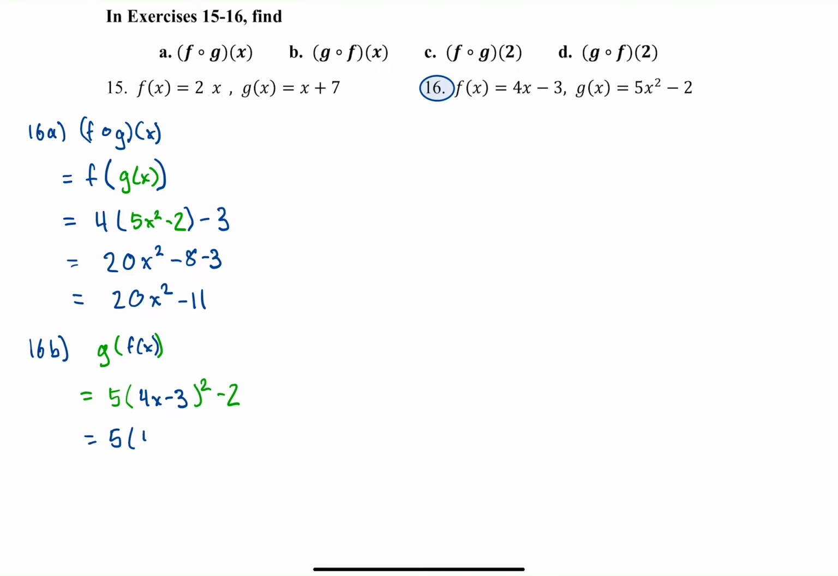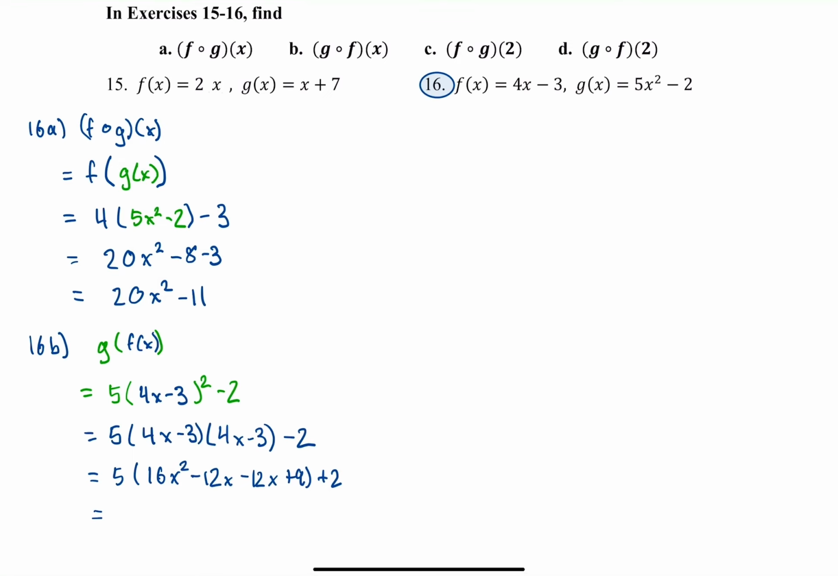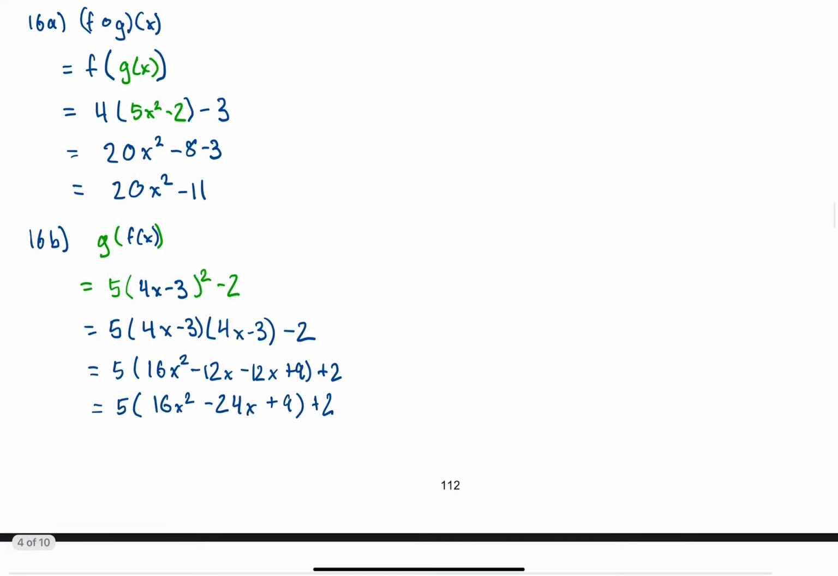So order of operations, you would actually FOIL first. So just to remind you, it's going to be the 4x minus 3 squared, a quantity times itself, bring down the minus 2. Again, you technically could distribute the 5 first, but I'm going to go ahead and just FOIL. So that'll be 5 times 16x squared minus 12x minus 12x plus 9, plus 2. That's 5 times 16x squared minus 24x plus 9, plus 2. Okay, multiplication by the 5 here.